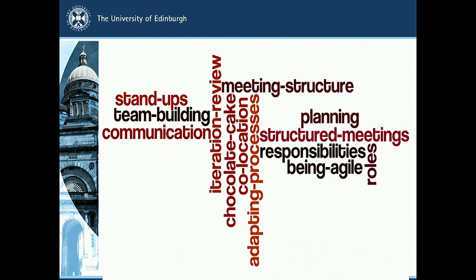The university is quite a diverse place. There are lots of different campuses and teams located in different places, so co-location was a key thing. We managed to get some rooms where, for the duration of the iteration, everybody came together. We were agile in applying agile, and we'll come on to talk about that a little later. And right in the center there, one of the most important points of the project: chocolate cake. We wouldn't have got through a lot of deployments without that.